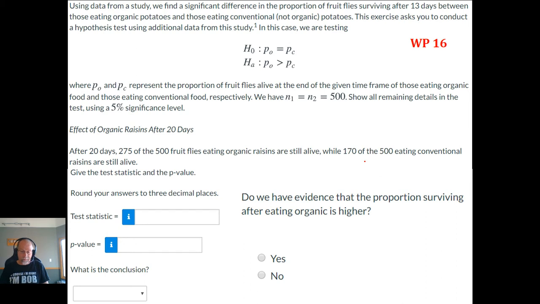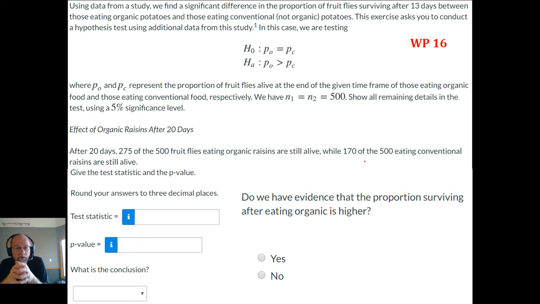So, question, here we go. Using data from the study, we find a significant difference in the proportion of fruit flies surviving after 13 days between those eating organic potatoes and those eating conventional potatoes, so P of O and P of C. This exercise asks you to conduct a hypothesis test and use additional data. H of O is P sub O equals P sub C. If nothing's going on, then the organic is exactly equal to the conventional. However, if something is going on, then the organic measurement will be greater than the conventional method. P of O and P sub C represent the proportion of fruit flies alive at the end of the given time frame of those eating organic and those eating conventional. We have N value 1 and N value 2 both at 500. So both of the N's are 500. We're testing at a 5% significance level, and we're looking at the effect of the organic raisin after 20 days.